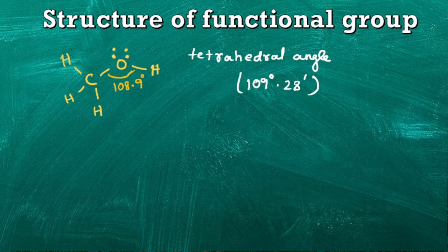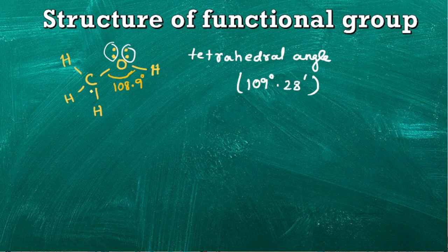Actually it is due to the repulsion between the lone pairs of electrons present on the oxygen. You can see here in the oxygen, there are two lone pairs of electrons. The repulsive interaction between the two lone pairs of electrons on the oxygen causes the deflection in the angle between carbon and hydrogen of the OH, that is the alcoholic functional group. Clear?